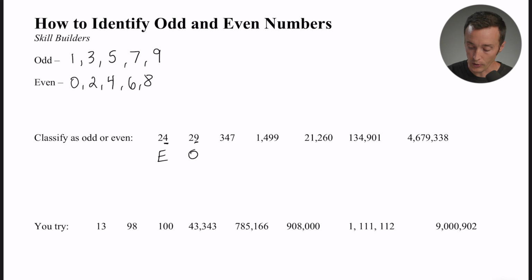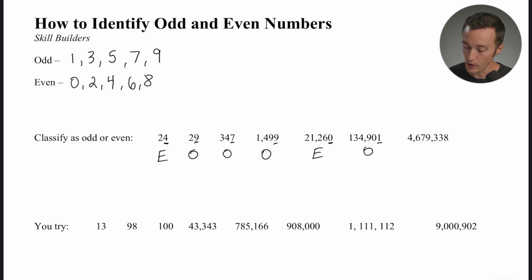So let's take a number like 347. If I look at that last digit, that's a 7, and 7 is odd, so the entire number is odd. 1,499 ends in a 9, which is an odd number, which means that entire number is also odd. 21,260 ends in a 0, and 0 is an even number, which means the entire number is even. And as you can see, even if you have a large number like 134,901, you can just skip straight to the very last digit. In this case, it's a 1, and that's odd. That means the whole number is odd.